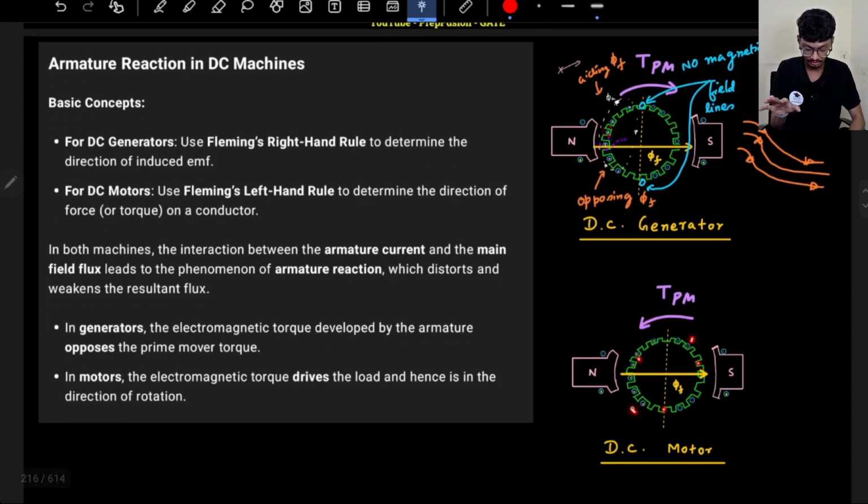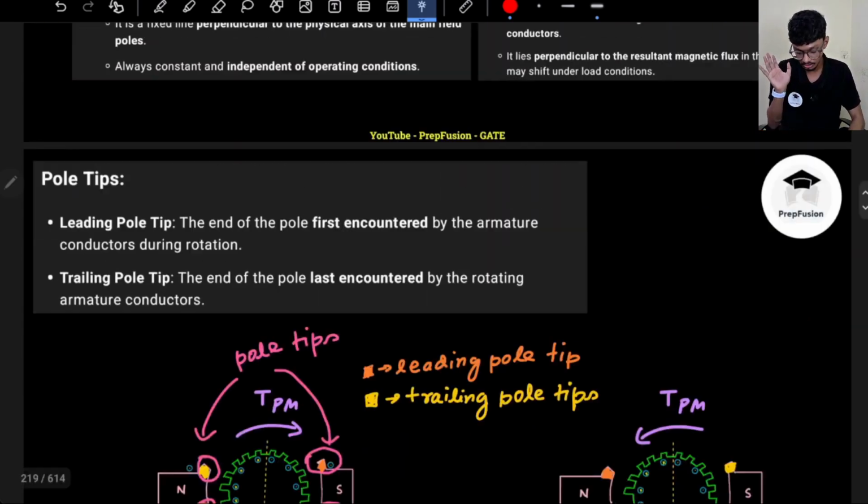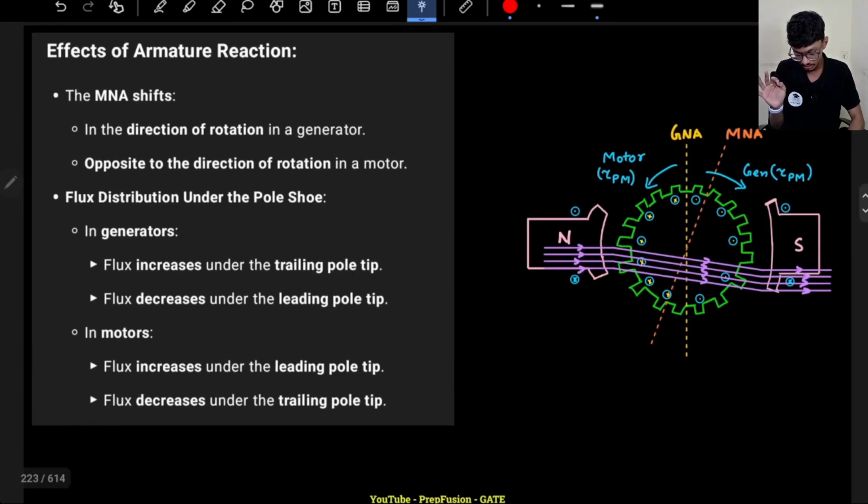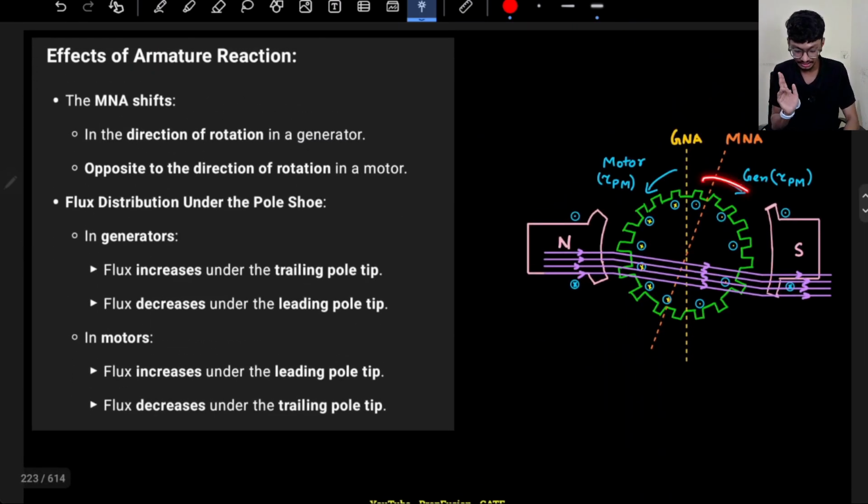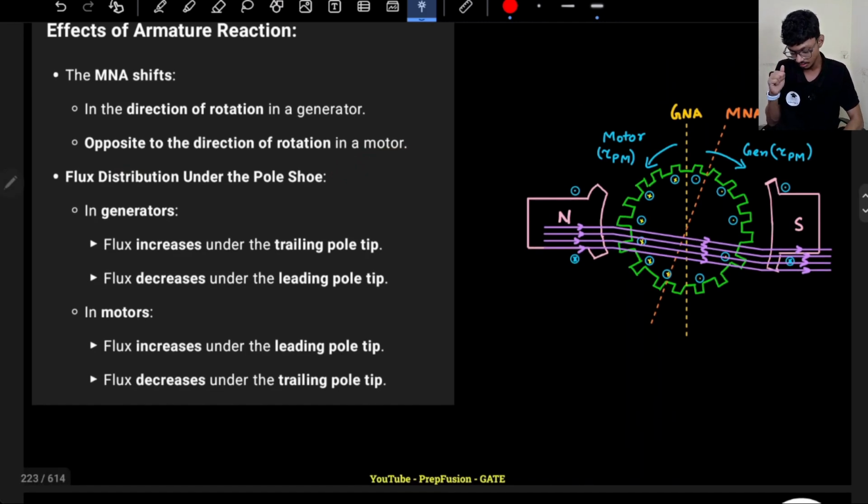So then only the conductor currents direction will be the same. So that is what I am doing here. In case of generator, the MNA will shift in the direction of the rotation of the generator. In case of motor, it will be just the opposite. So in case of motor, the MNA will shift in the direction opposite to the rotation of the motor. Now, one more thing: what happens to the flux distribution?